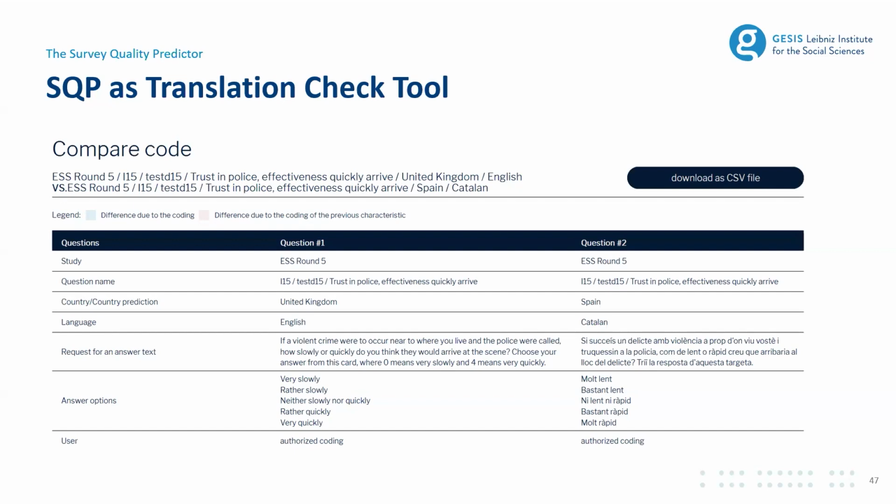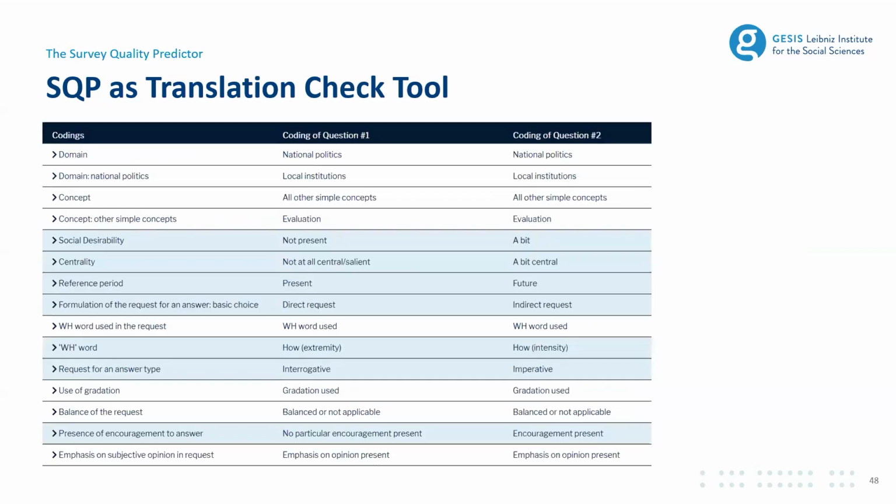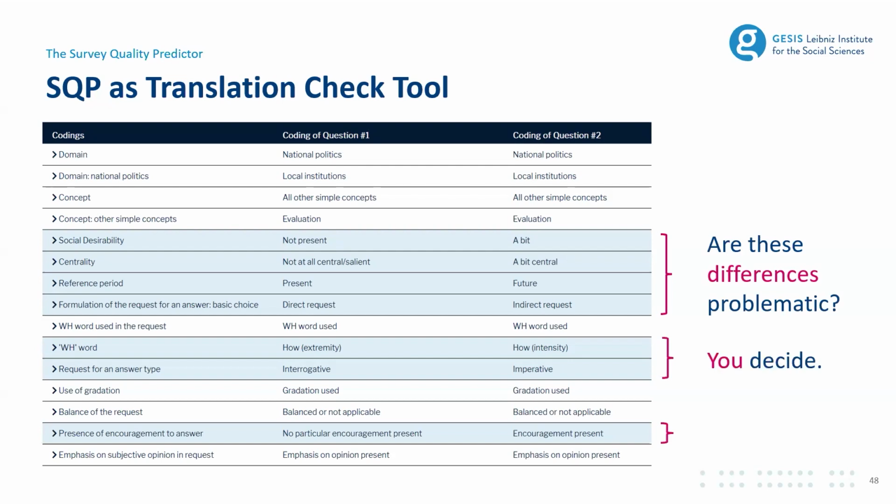And then if you would scroll down farther, you would again see this type of table on the left side, the different characteristics with the specific codings in the columns of the first question and the second question. Again, whenever you see this background color, this means that there are differences in the coding between these two versions. The question is, are these differences problematic? Well, you decide. I don't know whether they're problematic. It is something that you need your own judgment for.